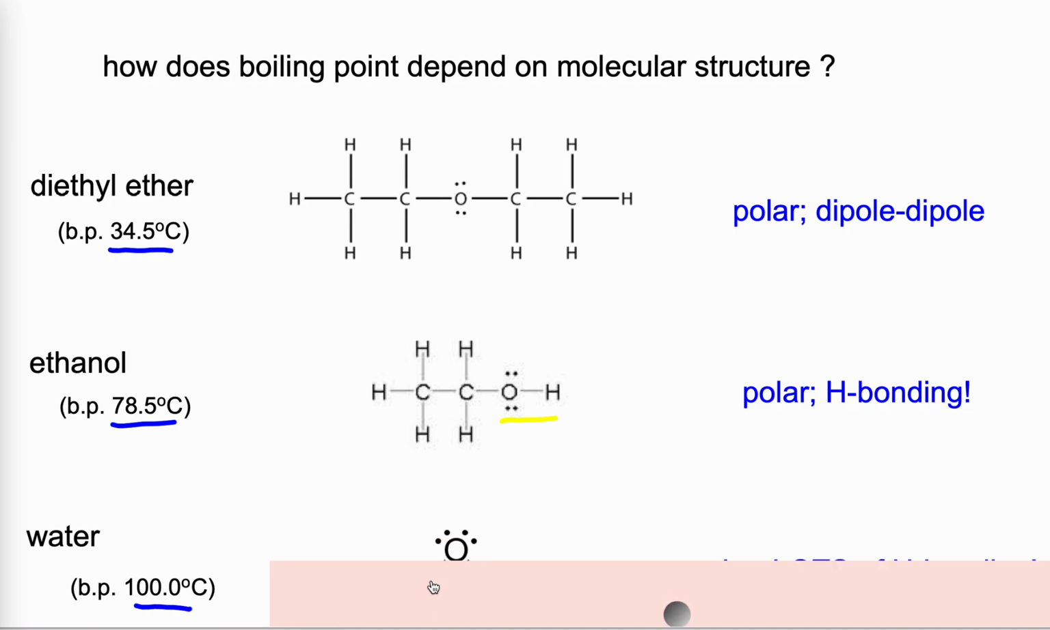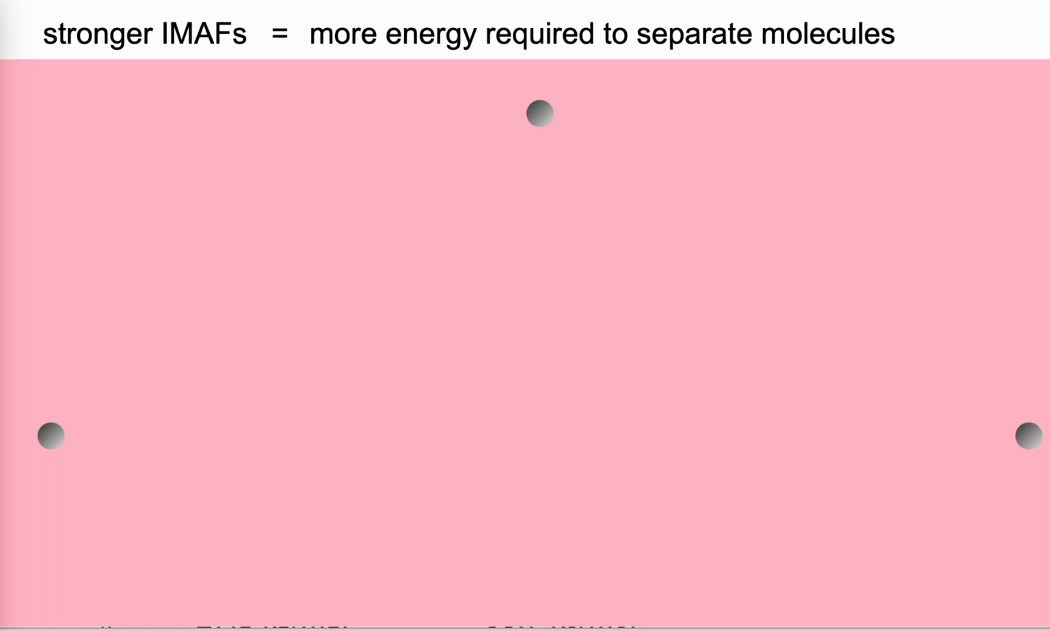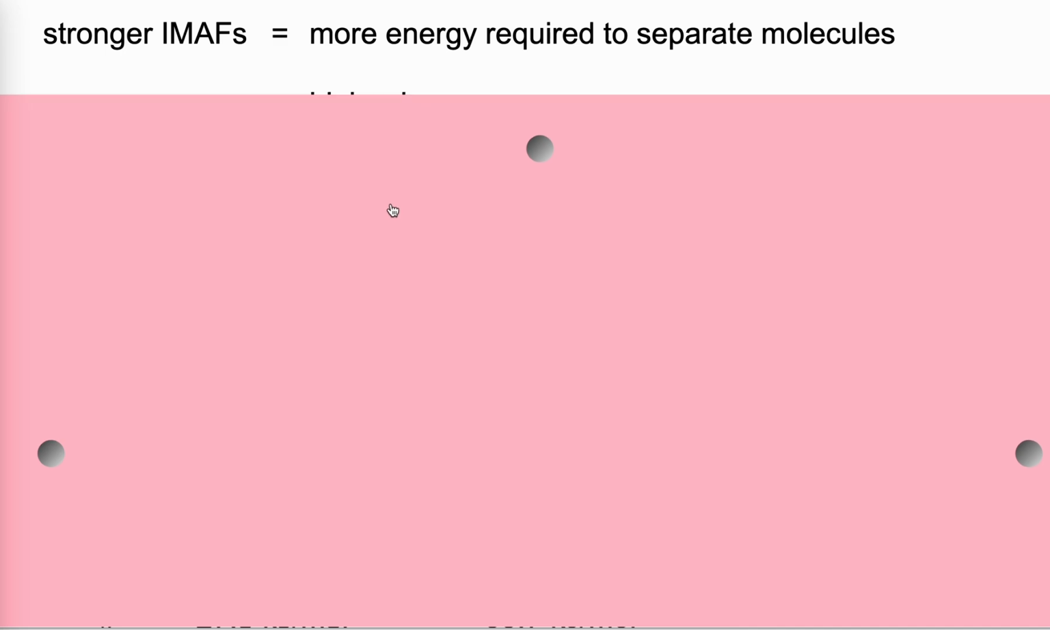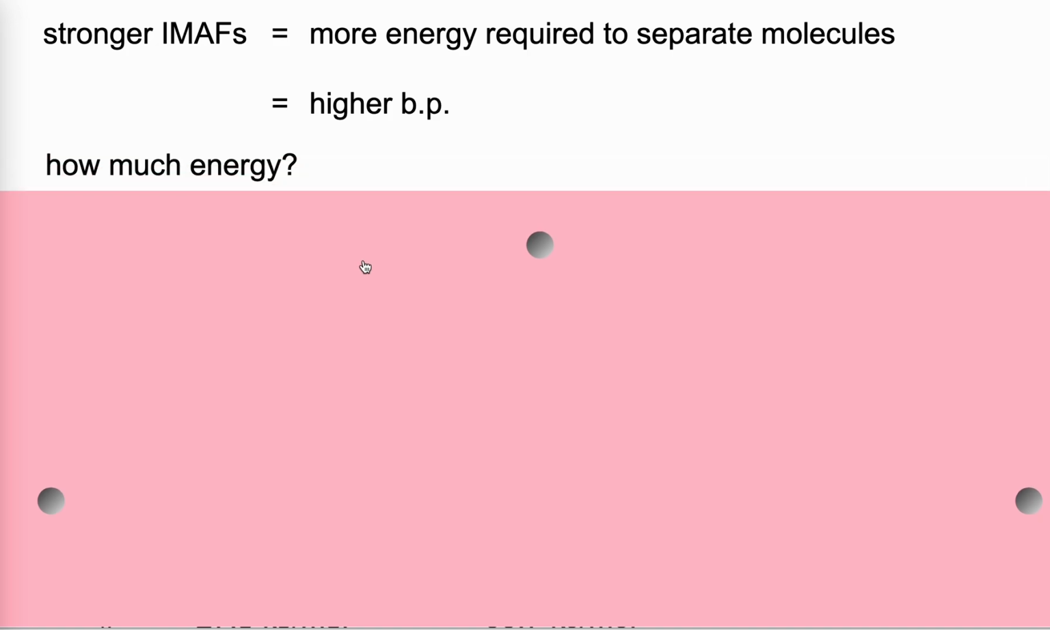Water, of course, has two OH bonds. The bent geometry means that it is, of course, polar as well, but because it has two OH bonds, it can undergo lots of hydrogen bonding. So what we can see is that as we go down from top to bottom, the strength of the intermolecular attractive force is increasing, and therefore the boiling point increases as well. So to summarize, we can say that when we have stronger intermolecular attractive forces, there is more energy required to separate the molecules, and therefore there is a higher boiling point.